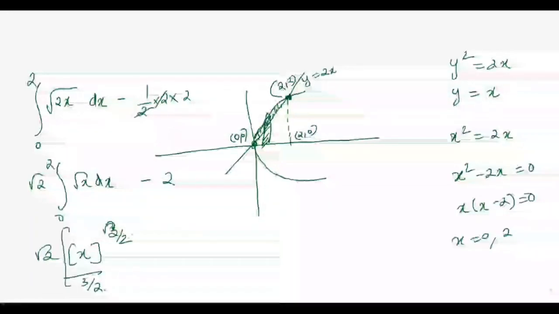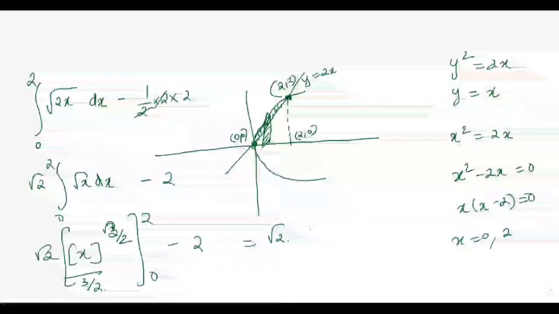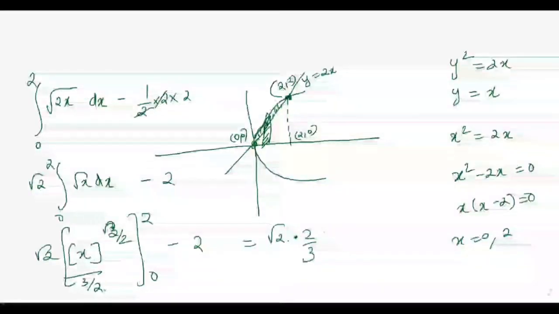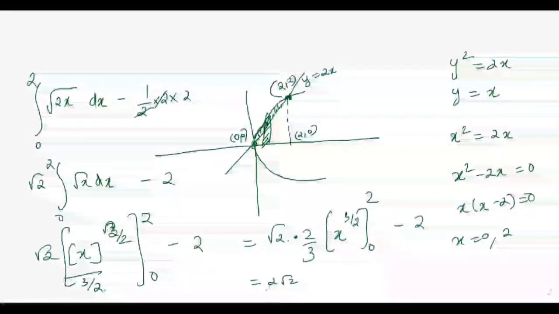So within the limit 0 to 2, then minus 2 is there. That is the area of this triangle. So area under the curve minus area under this triangle. So that is root 2 into 2 by 3. And x is here x raised to 3 by 2. Now apply the limit 0 to 2, minus 2. So that is 2 by 3, root 2 into 2 raised to 3 by 2 minus 0, minus 2.